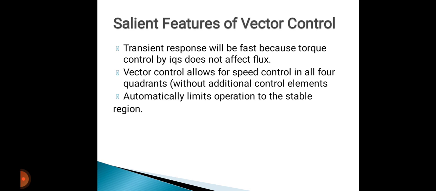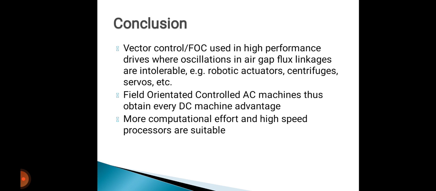There are salient features of vector control. The transient response is fast, because the torque is controlled by the IQ component without affecting the flux. It automatically limits operation to the stable region. Vector control allows speed control in all four quadrants without additional control limits.